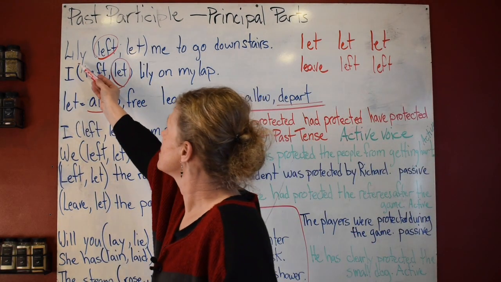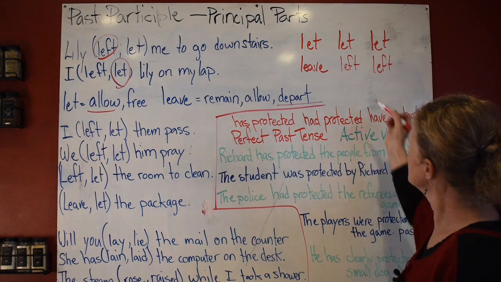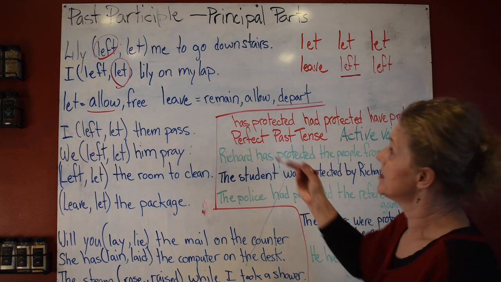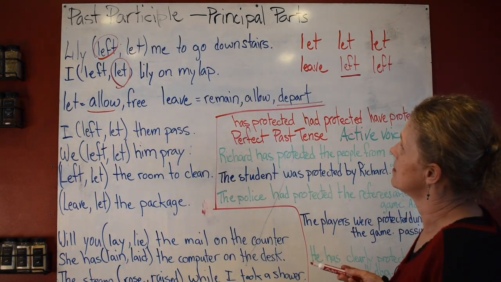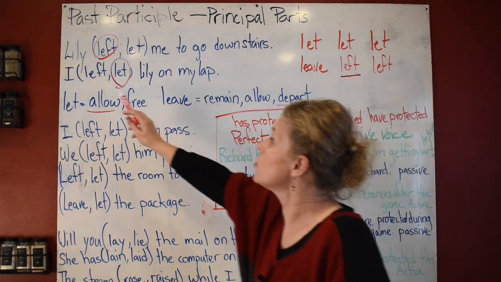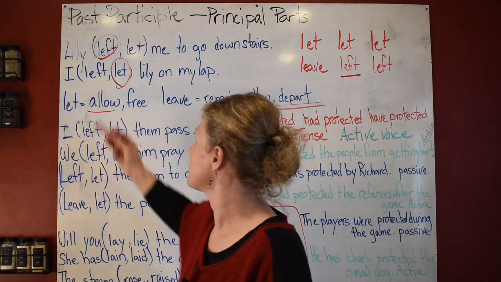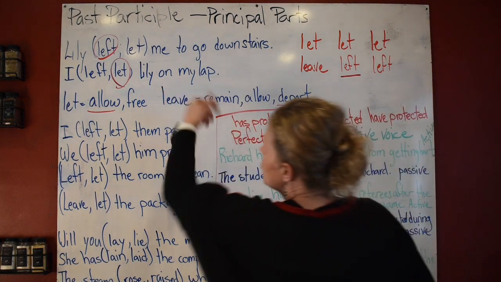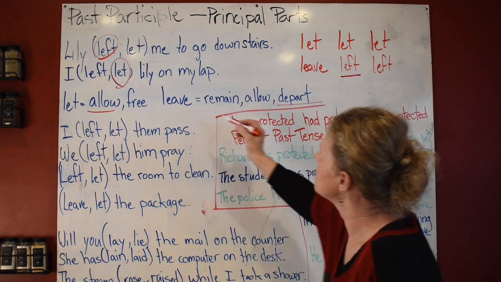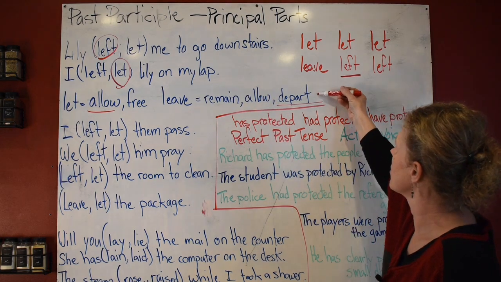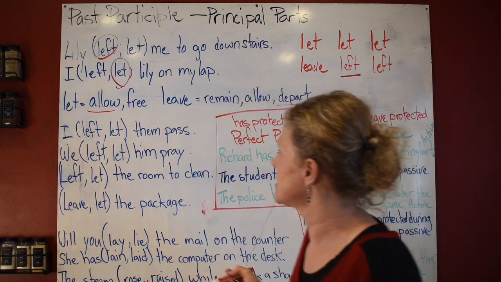So right here, what tense is this in? Left. It's in the simple tense. There's not an auxiliary verb. What tense is this in? Simple. Now this one could be either in the simple present or the simple past. It doesn't have an auxiliary verb, so that one, it's either or. Let means allow or free, and leave means remain, allow, or depart. So you need to make sure that you are understanding how to use these words in a sentence properly.